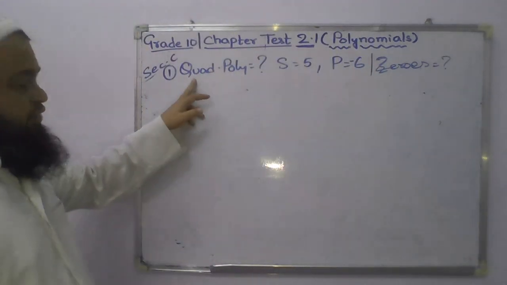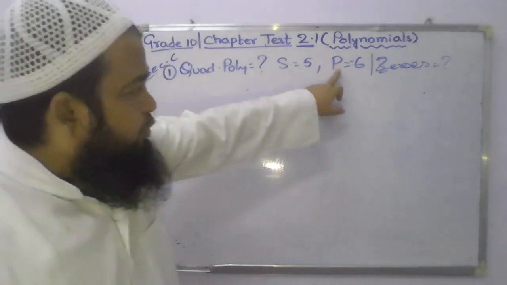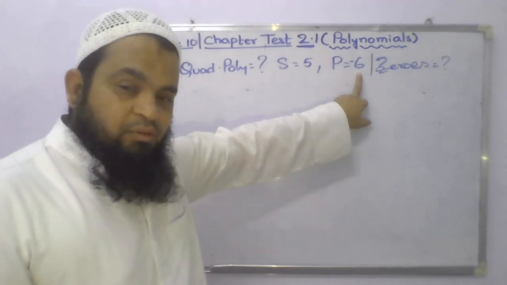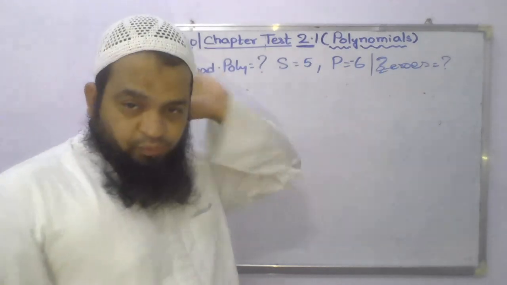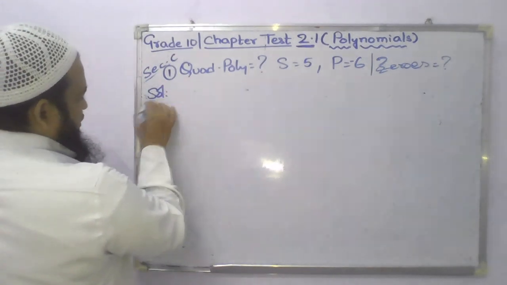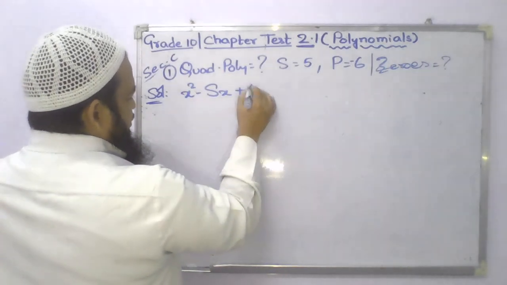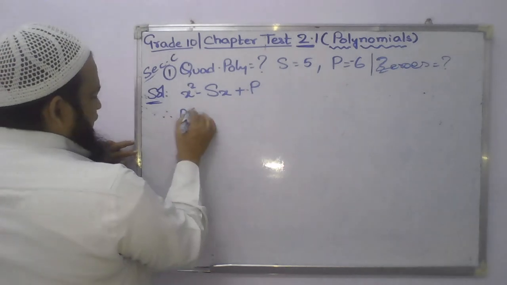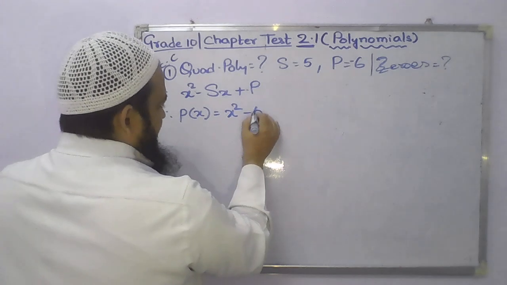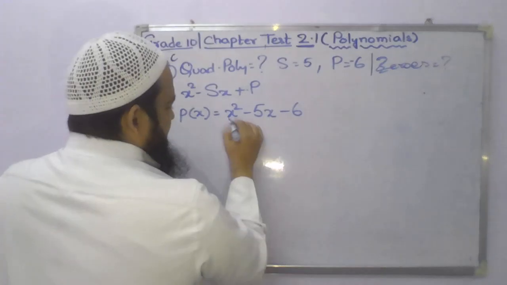Now, the question given is: find the quadratic polynomial whose sum of the zeros and product of the zeros are 5 and -6 respectively. Also, find the zeros of the polynomial. We know the form of a quadratic polynomial is x² - (sum of zeros)x + (product of zeros). So p(x) = x² - 5x + (-6), that means -6.